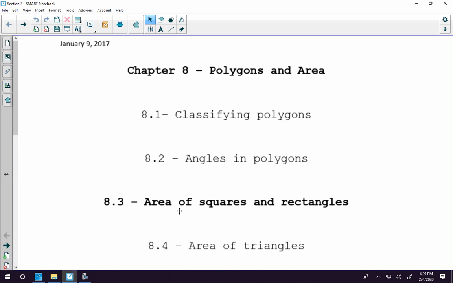Okay, guys, what we're going to be talking about today is area of squares and rectangles. That's the focus of the 8.3 lesson, chapter 8, section 3. So let's flip over and take a look at the objectives for chapter 8, section 3.